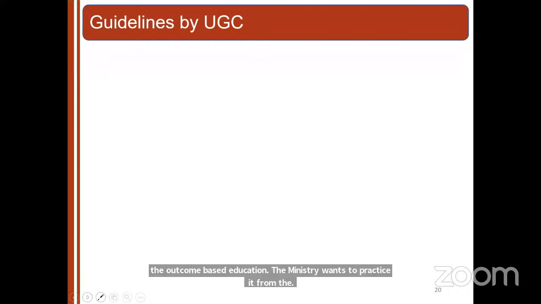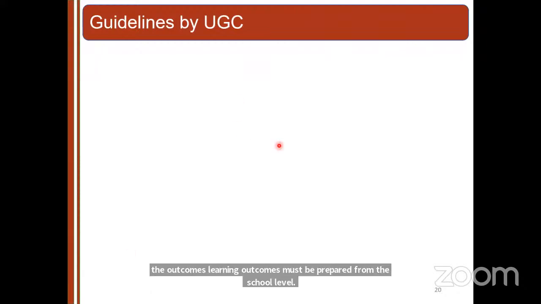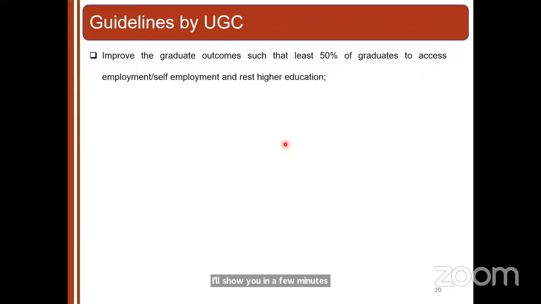Most of the audience who are here and listening to this, the majority chunk, I understand they are from higher education. But the NEP 2020 emphasizes that right from the school education, this has to be revoked and this has to be materialized. So the outcome-based education, the ministry wants to practice it from the school level. So the outcomes, learning outcomes must be prepared from the school level. I'll show you in a few minutes how it can be done, what support we can take.